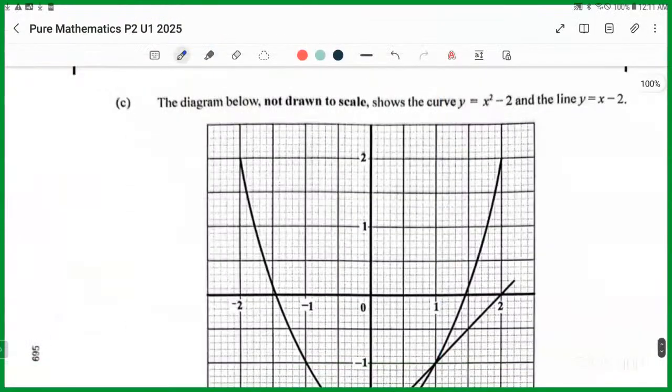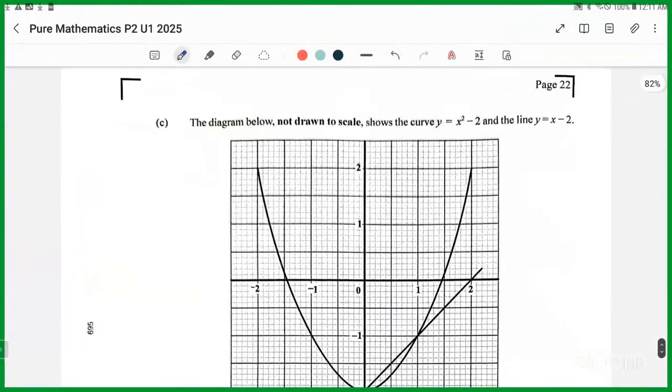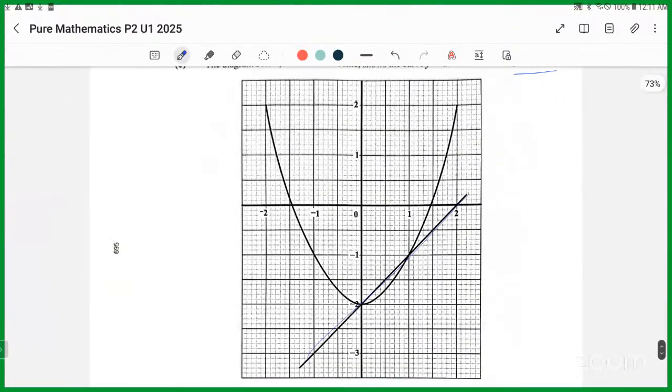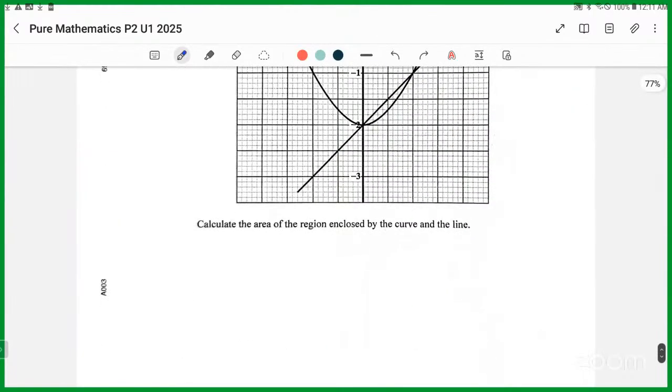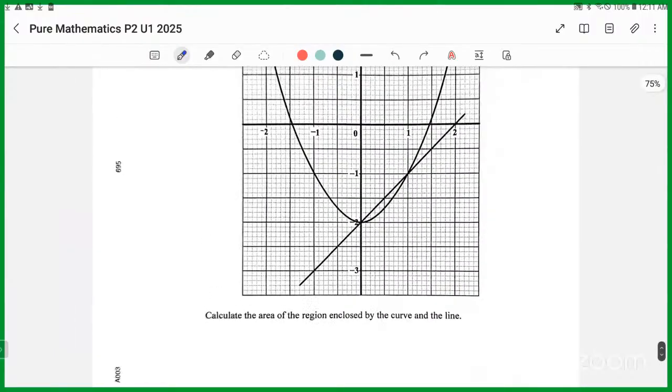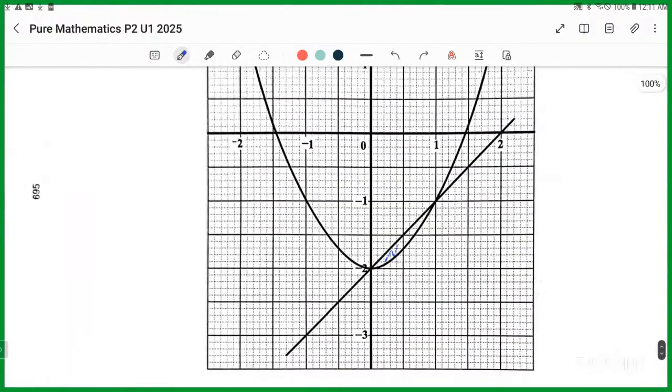It says, the diagram below shows the curve y equals x squared minus 2. That's this one. This is part of the curve. Then the line y equals x minus 2. This says calculate the area of the region enclosed by the curve and the line. This is talking about this region here inside.